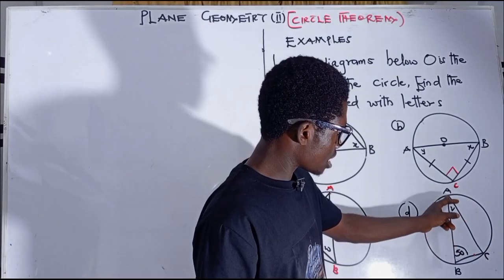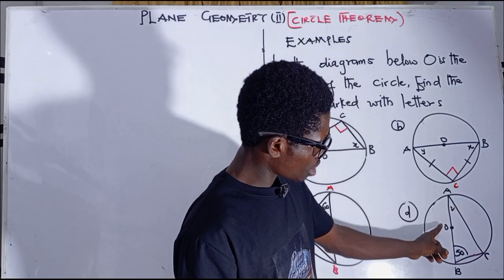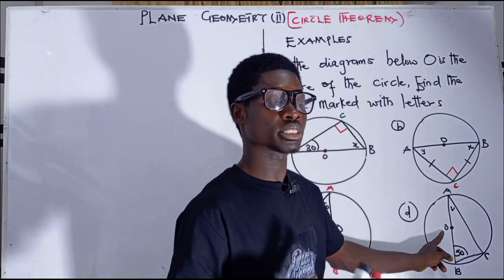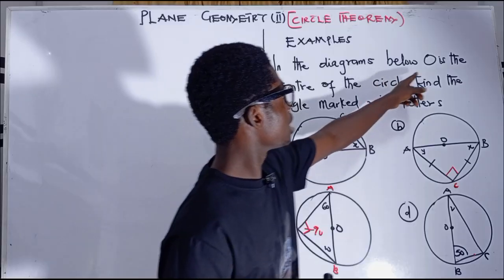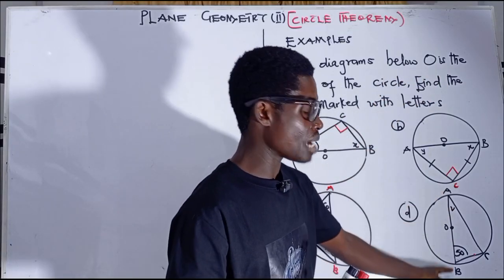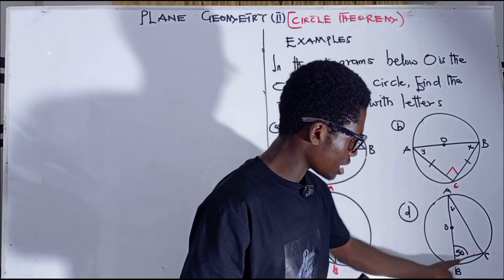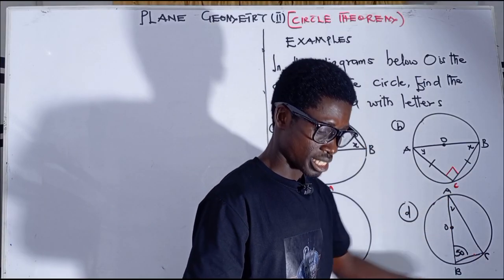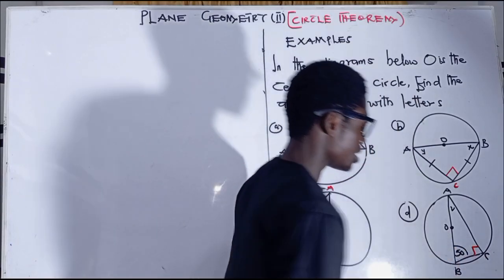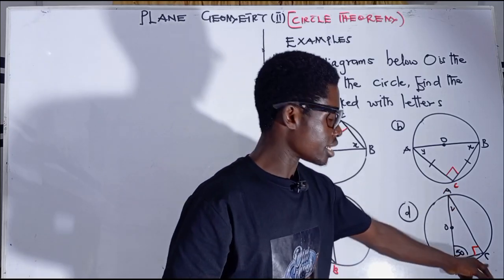Now looking at this, we have triangle ABC. And we also have AB to be the diameter, because O is the center of the circle. It was stated in the question. Now, if you know that O is the center and you have a diameter and a line subtending from the end of the diameter, another one meeting at the circumference, then we can say that the angle created here is 90 degrees.